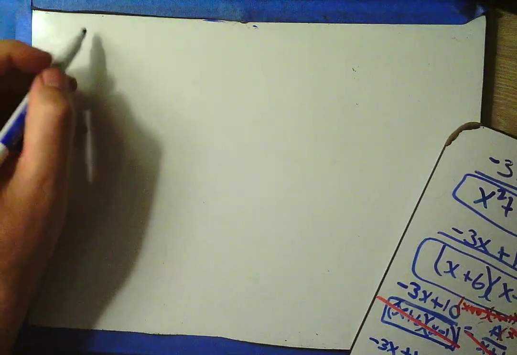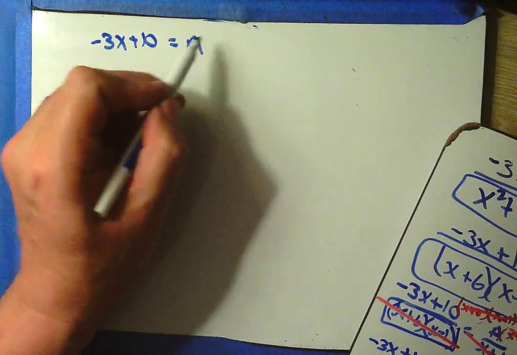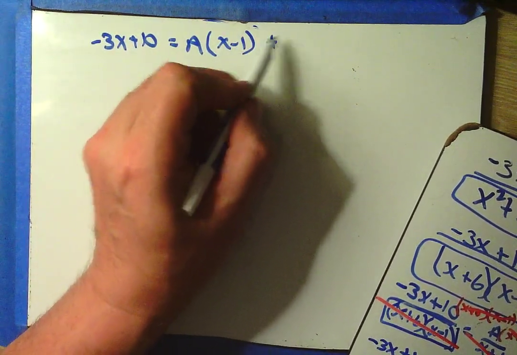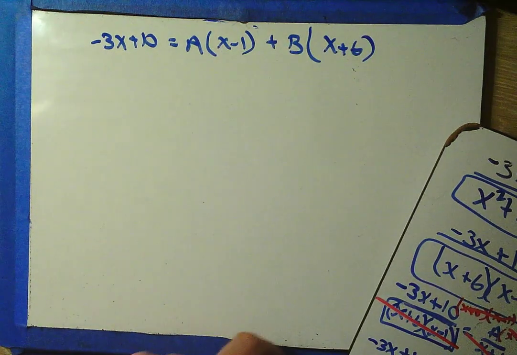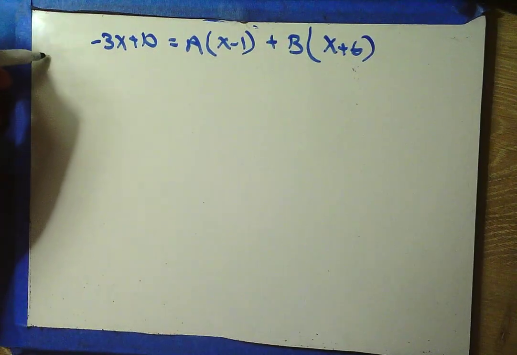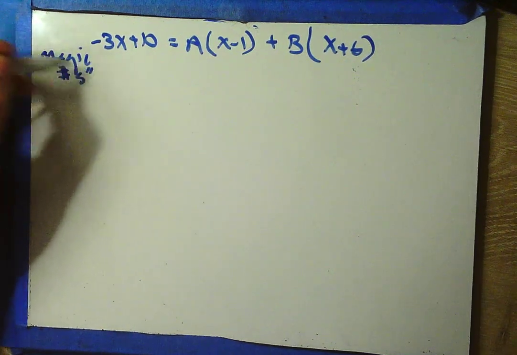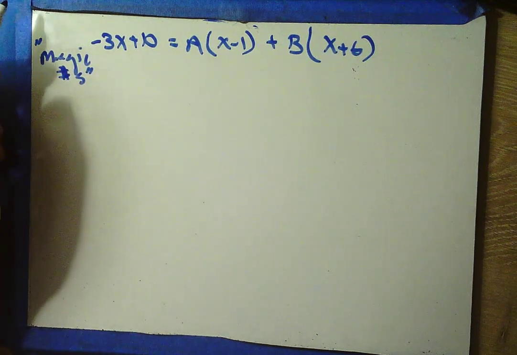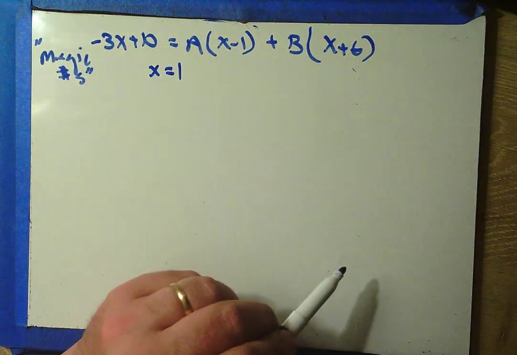And remember, I said that they were magic numbers because they make things disappear. So we've got negative 3x plus 10 equals a times x minus 1 plus b times x plus 6. Okay, and I said I really like magic numbers for case 1 because things go pretty fast. So this is magic numbers. A magic number is a number that makes things disappear, and in this problem I claim x equals 1 as a magic number.